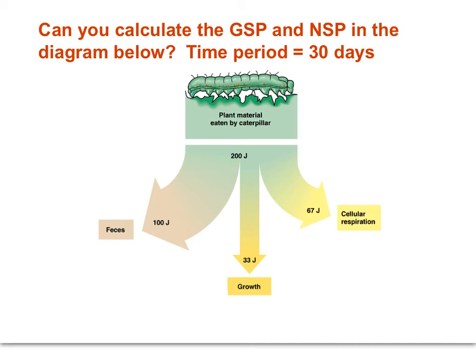Now, net secondary production is GSP minus respiration. Respiration is seen here as 67 joules per the 30 days. So if GSP is 100 joules per 30 days, respiration is 67, then net secondary production is 33 joules per 30 days. Notice the rate unit. Productivity is a flow, and as a flow, it has rate units.